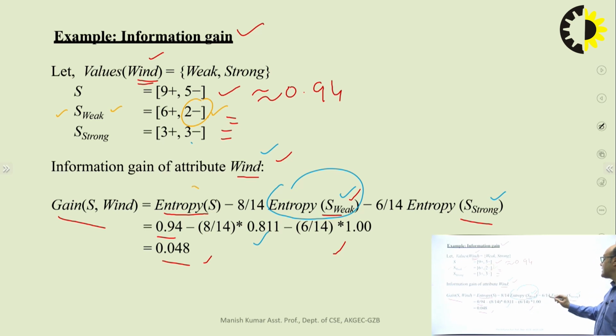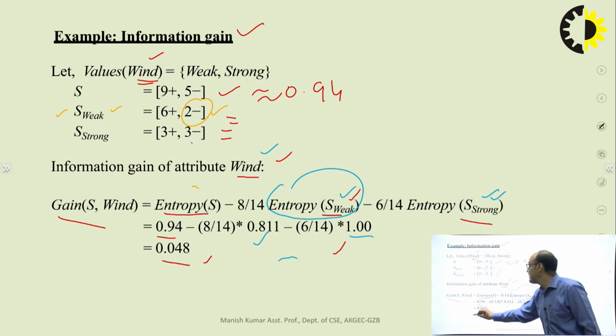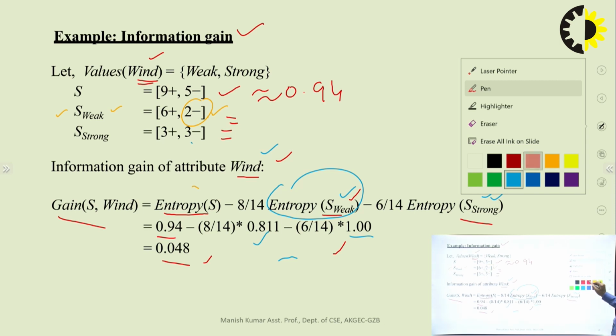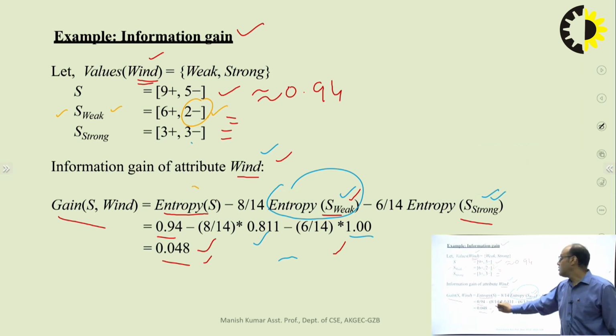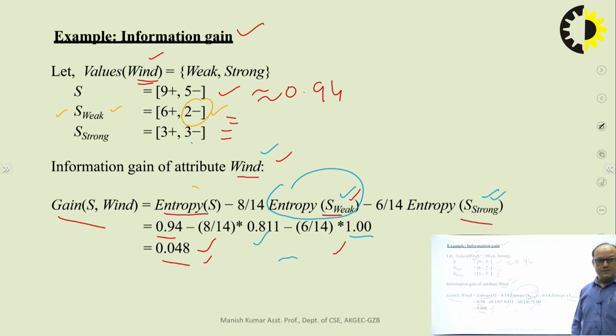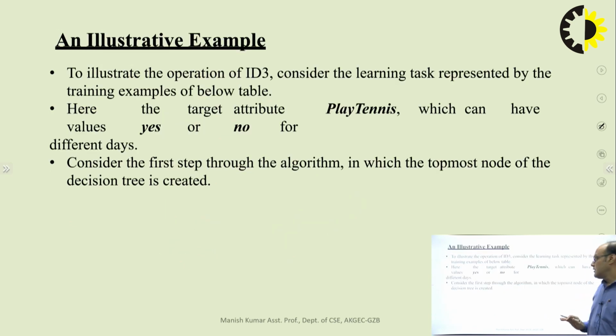0.811, minus 6 upon 14 multiplied by the entropy of S strong, which comes out to be 1. After calculation we will get the value 0.048. This is how, for each particular value of each attribute, we are going to calculate the information gain.